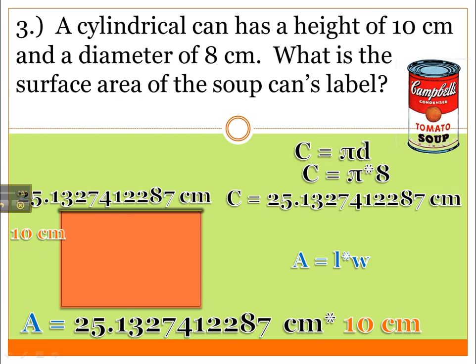What we get here is the area of just the rectangular piece. But notice, the circumference, when we found it, is used to find the area. It's not the actual area when you find the circumference. Length times width is circumference times height. So multiply those out, and you are going to have the area of that section, which is 251.327412287 square centimeters. Again, you would round from this point. Find the circumference. That gives you the length. The circumference of the circle is the length. The height of the can is the width. Length times width, and you have your soup can label.